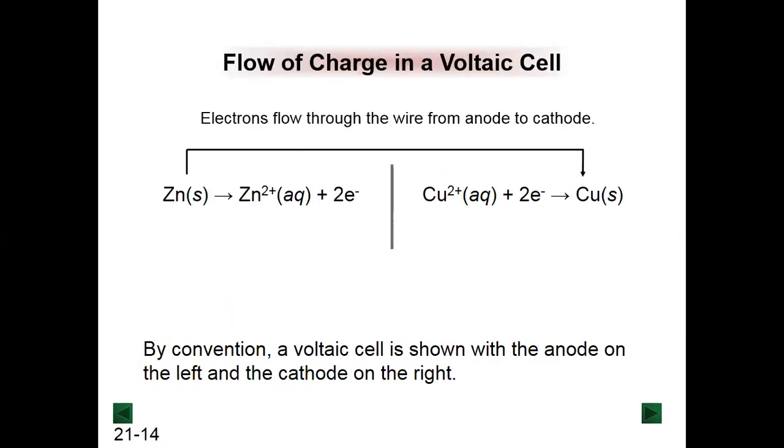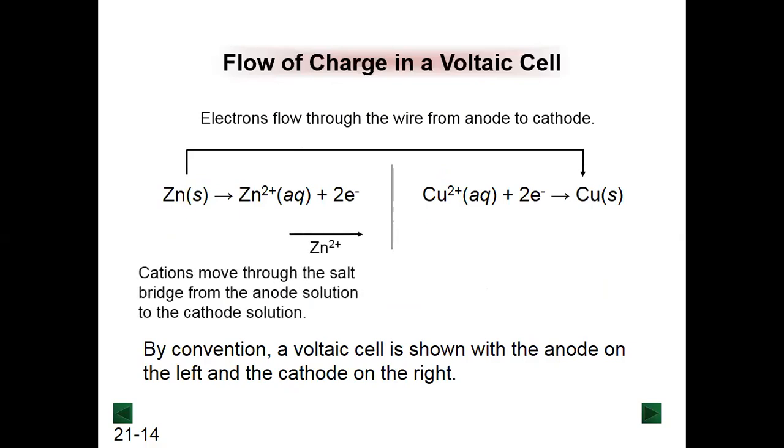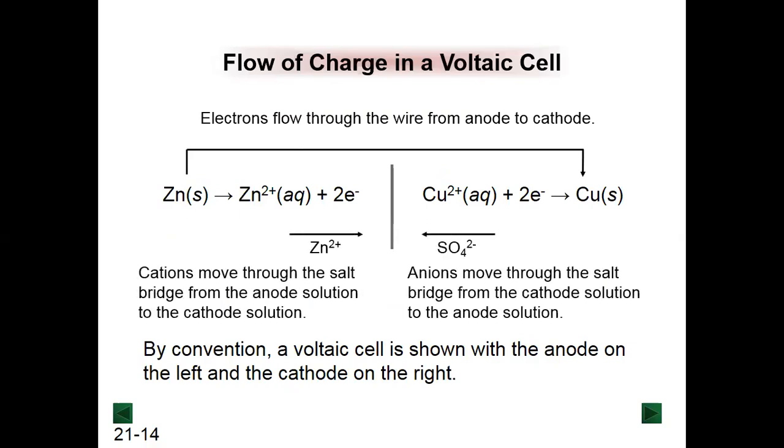Flow of charge. Electrons flow through the wire from anode to cathode, Zn to Cu, and cations move through the salt bridge from anode solution to the cathode solution. Anions move through the salt bridge from the cathode solution to the anode solution. By convention, a voltaic cell is shown with the anode on the left and the cathode on the right.